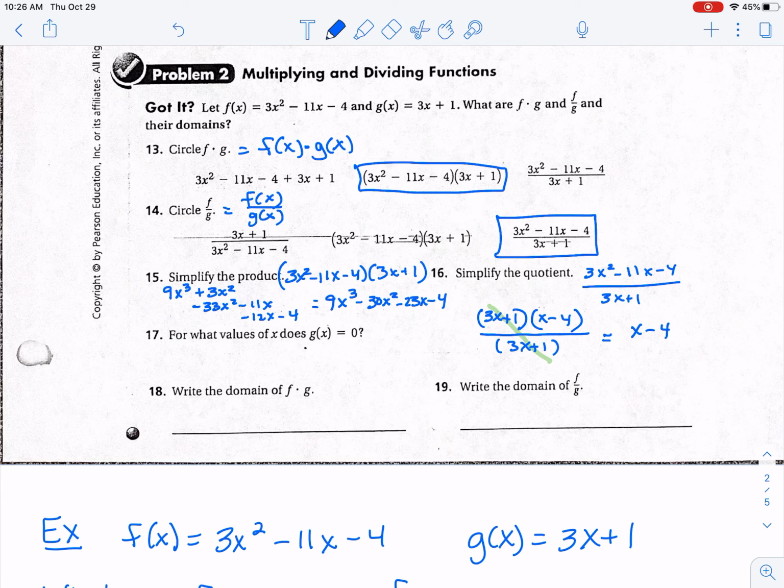Let me go to 17. For what values of x does g of x equal 0? Well, g of x is 3x plus 1. When does it equal 0? Well, when x is negative a third.